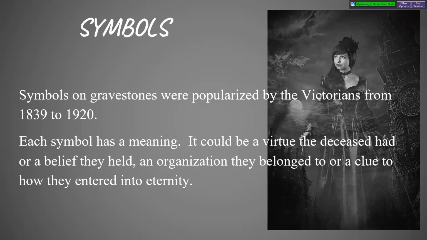Victorians are the ones who popularized symbols on gravestones. Of course, the Victorian era, as we know, was quite elaborate. They'd like to show they had wealth, 1839 to 1920. And each symbol they put on there had a meaning. It could be a virtue of the deceased or belief they held, or organization they belonged to, or a clue to how they entered into eternity.